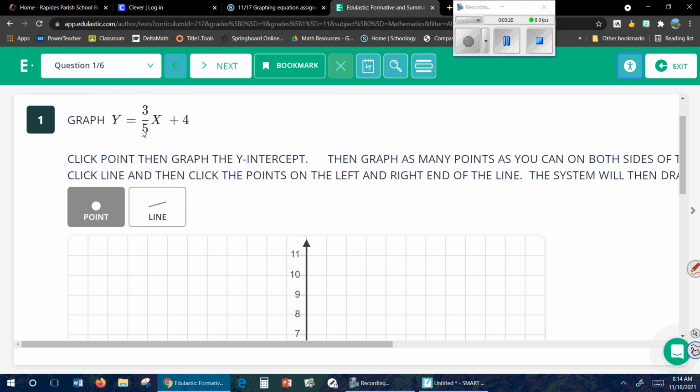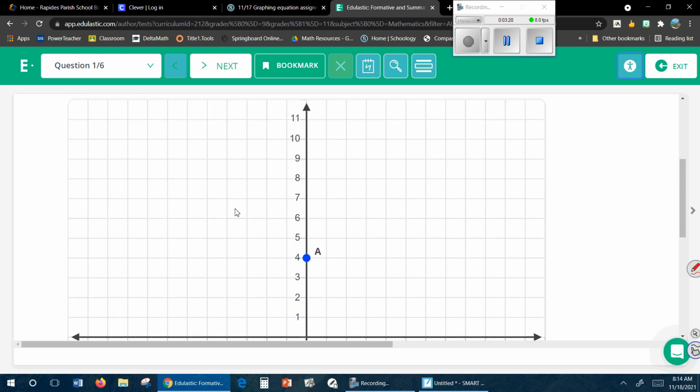Then 3/5, we just determined that 3/5 meant count up 3 and then 5 to the right. Now remember, when you count, my cursor is starting at the 4, but when I start counting, right now it's at 0. Then now I've moved 1 space, 2 spaces, 3 spaces up. Now I'm moving 5 to the right: 1, 2, 3, 4, and then 5. Put my dot. Then count again, 3 up and 5 to the right. I don't have enough spaces to count up 3, and I don't have enough spaces to go to the right anymore. So then I need points on the left side.